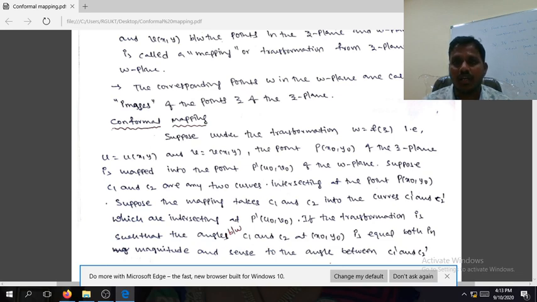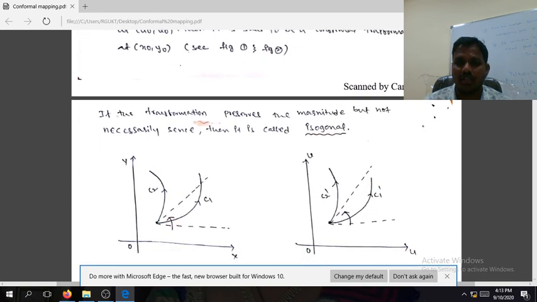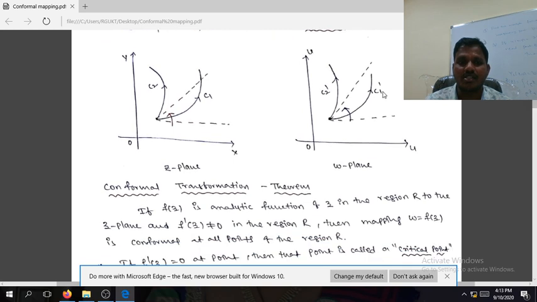Suppose I'm going to take the z plane. This is the z plane here, and this is the w plane here. P is a point with coordinates x0 comma y0.